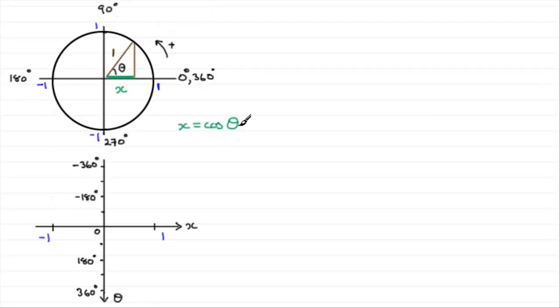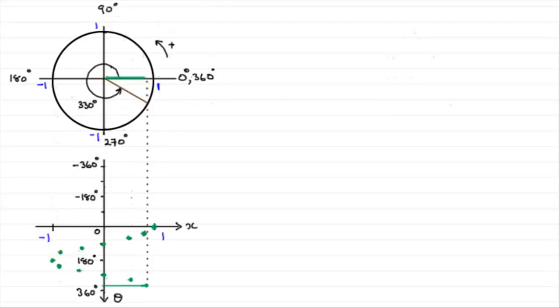Now this is consistent with what you should already know, that cosine is adjacent over hypotenuse. So this is the adjacent side, so cosine of theta would be x over the hypotenuse 1, and x over 1 is x. So we can think then of sketching the graph of x equals cos theta as we move round the circle. So as we go from 0 to 360 degrees, we're going to get something like this.